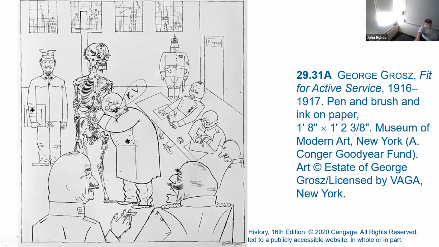And this is another Dada artist. Fit for active service, got a corpse, rotting flesh, doctors, KV. Ready for service, put them in the army, just say. And all of these generals, they're kind of overweight and they're smoking, having a good time, and getting people killed by the millions.